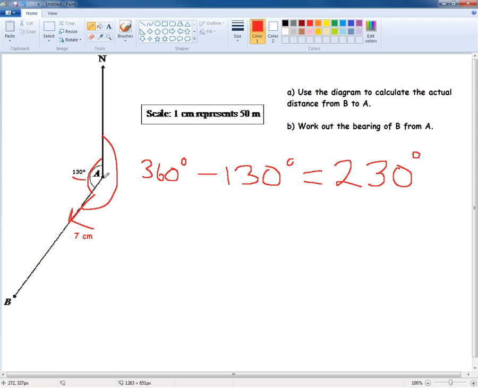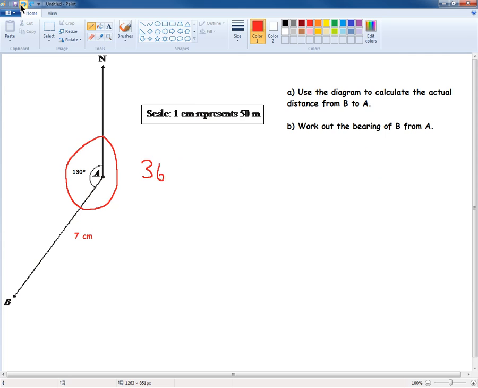So from point A here, if we were stood here with a compass and we lined it up to north, the bearing from A to B is a bearing of 230 degrees. So the answer to this question here is 230 degrees.